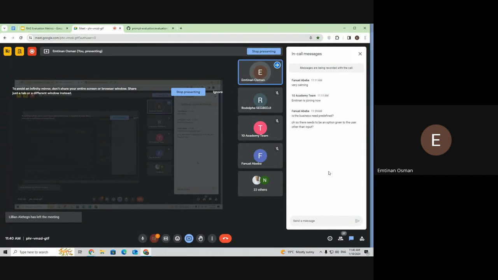Or also there needs to be an option given to the user other than the input. Well, yes, this is something you can add. Basically, that's what I'm saying. To create a really good product, you should have options for optimizing your RAGs, or at least you have to do some evaluations in the end. But if you want to add more, you can have this option for the users. Okay, good.